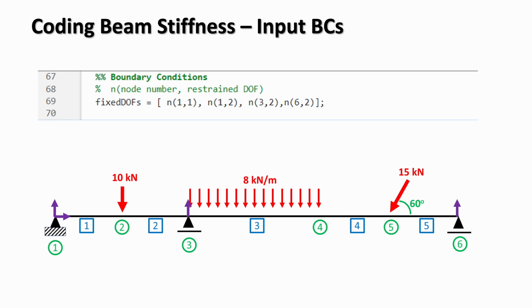For example, n of 1, 1 or n of 3, 2. This tells the code exactly which degrees of freedom are fixed and should be removed from the system of equations. Getting the boundary conditions right is essential as they directly affect the displacements, reactions, and internal forces. With these defined, we now have all the inputs needed to proceed with the stiffness analysis.